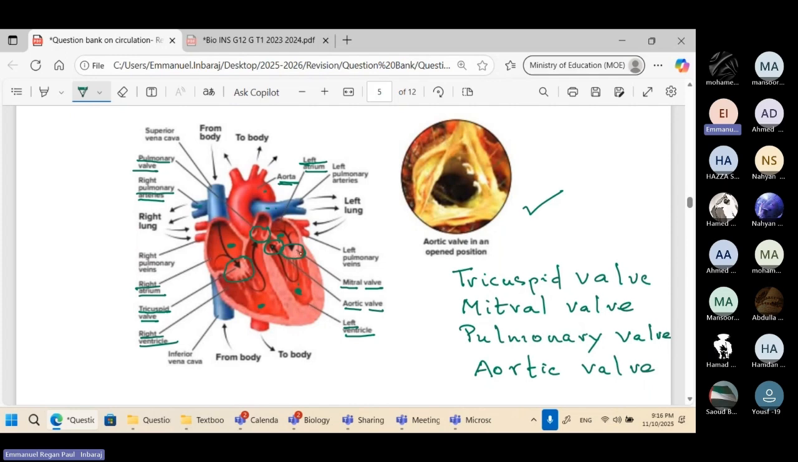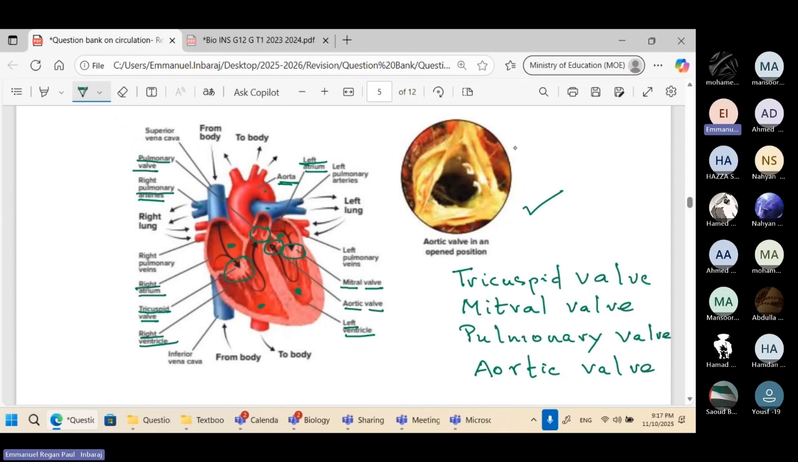Now look at this. What valve is this? This valve is the mitral valve. Don't forget. What valve is this? Tricuspid valve. What is this valve? Pulmonary valve. And what is this valve? This is called the aortic valve.